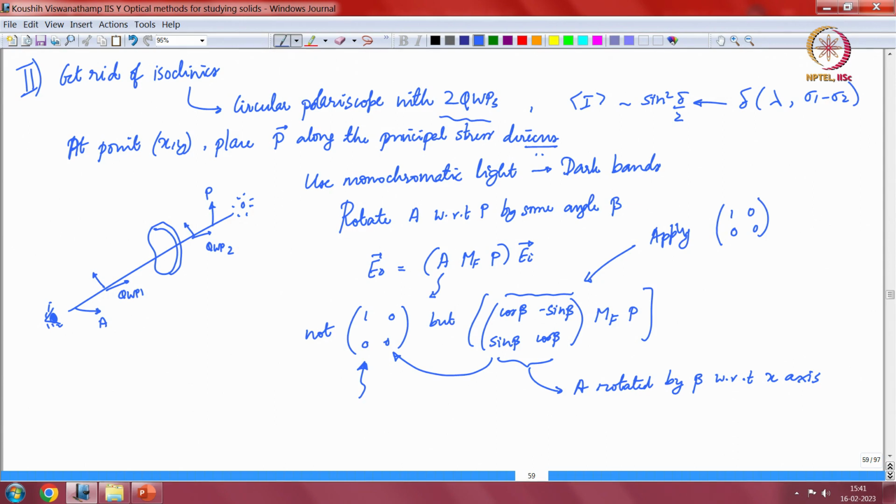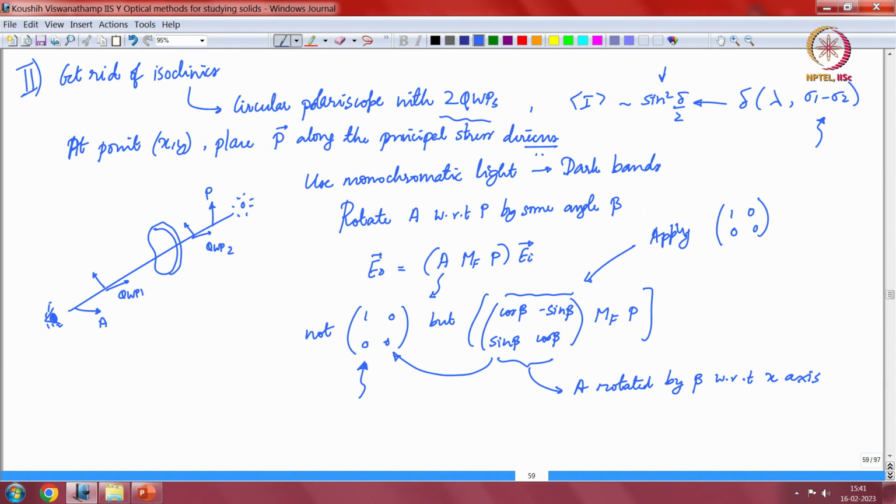And then we saw that the resulting intensity goes like sin square delta by 2, okay, delta being a function of the wavelength of the incident light and the magnitude of the difference of the principal stresses, right. So we had discussed this formulation in the last couple of classes, and the method we use for getting rid of the isoclinics is of course to just get the circular polariscope in the first place.